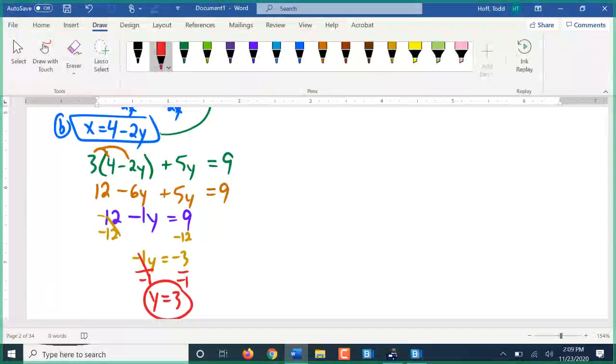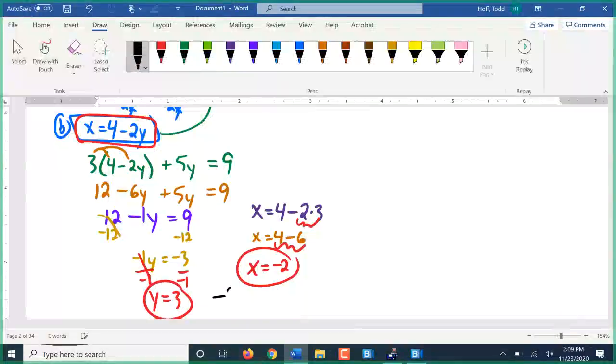Now I have to find x, but I have this equation that's already solved for x. So x equals 4 minus 2y. Well, minus 2y becomes minus 2 times 3. 2 times 3 is 6. So 4 minus 6, x equals negative 2. So our solution there is x is negative 2 and y is 3.